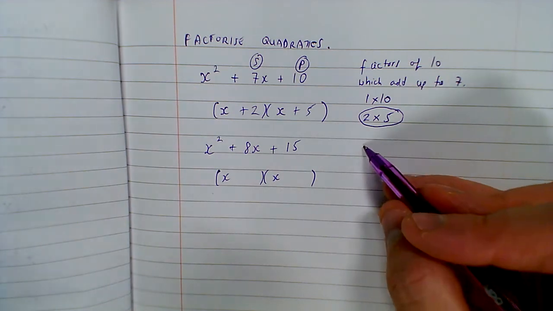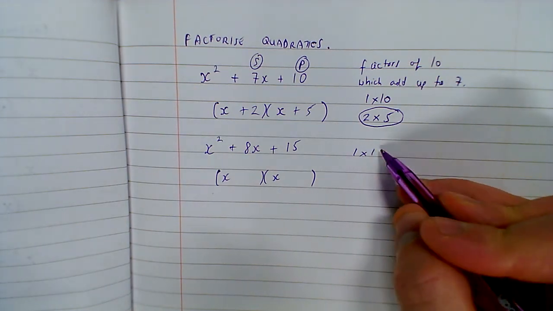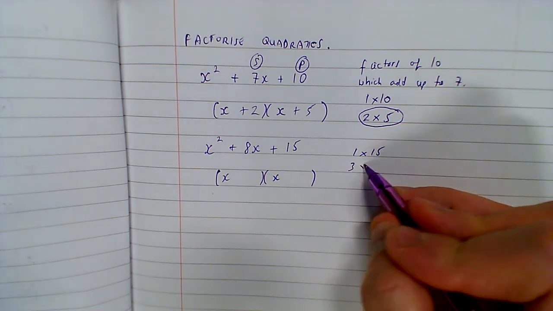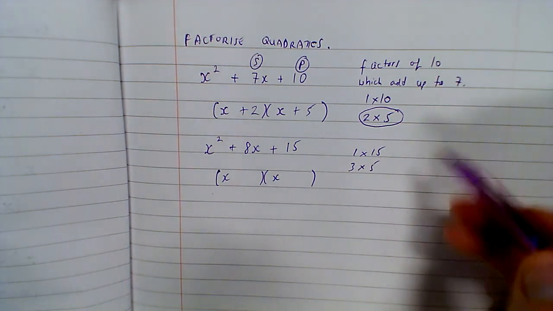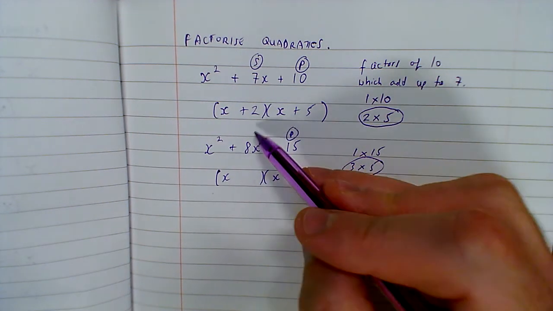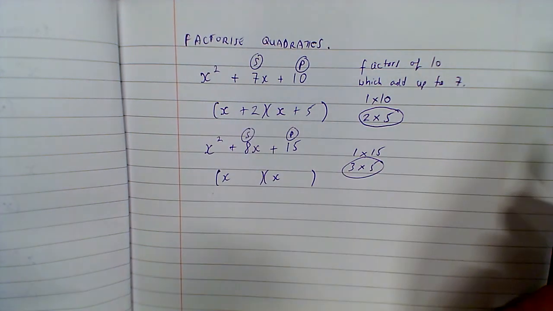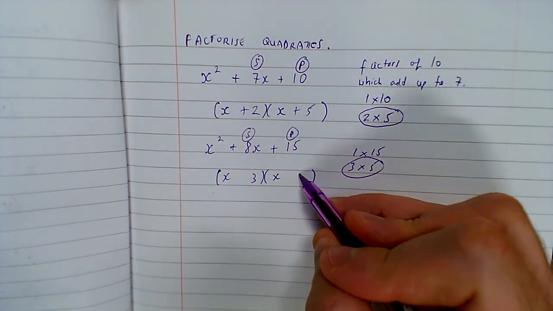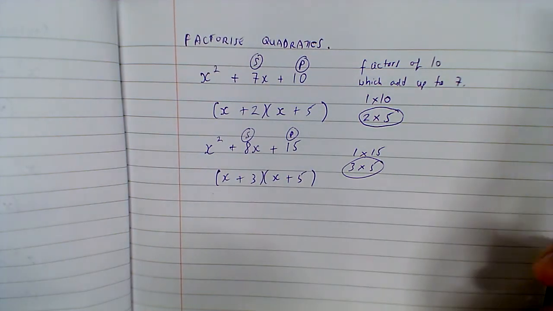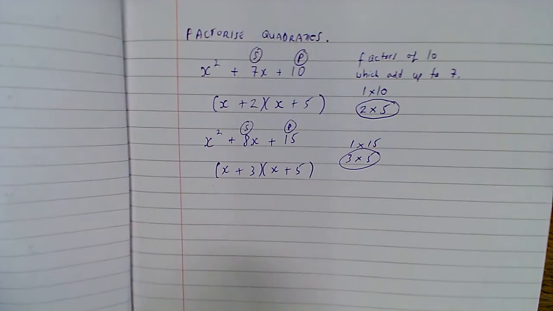Then you should be thinking about factors of 15. 1 times 15, and they add up to 16. 3 times 5, and they add up to 8, so that's what we want. It's product for 15 and sum for 8. So that's 3 and 5, and it's all positive in this one. Okay, you can pause the video as many times as you want to slow it down.